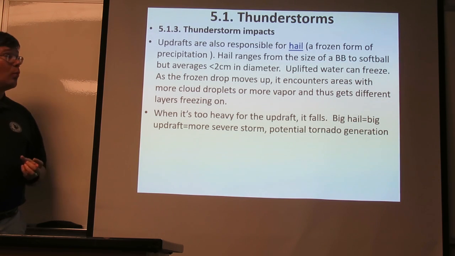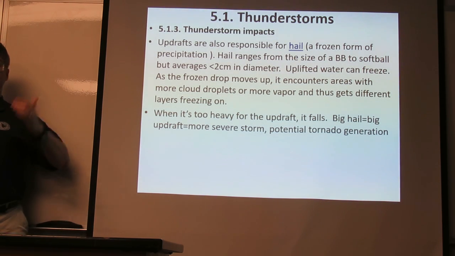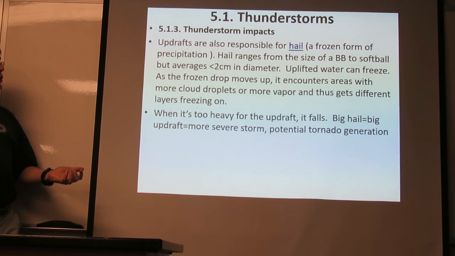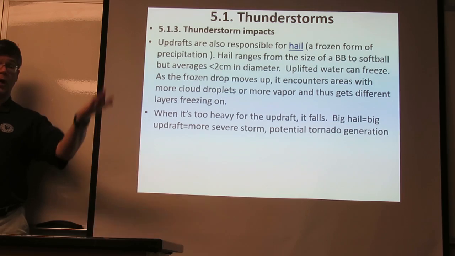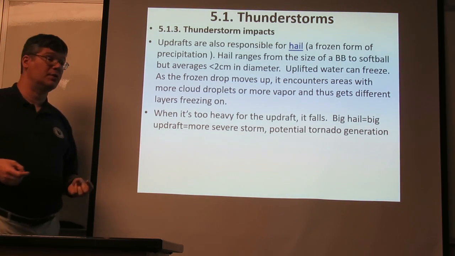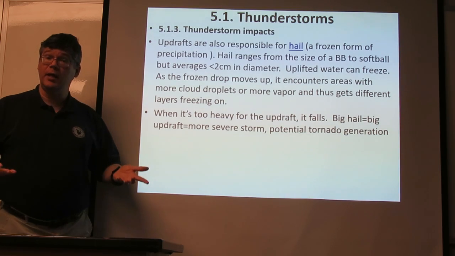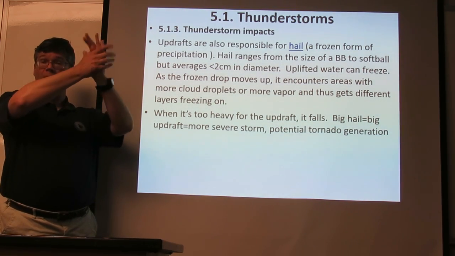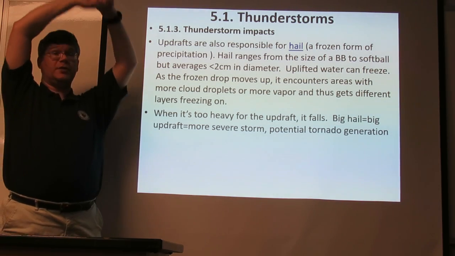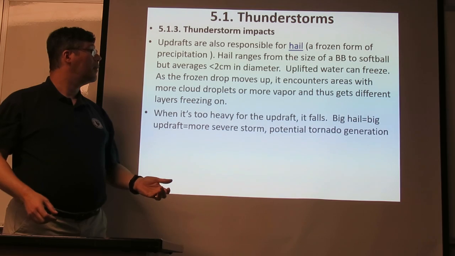Updrafts are also why you potentially get hail. Hail is a form of frozen precipitation. Basically, as you have rising air, if the air is blowing vertically strong enough, it can carry a bit of ice up, and it gets more and more layers of ice built up on it as it keeps on blowing until it finally gets heavy enough to fall.